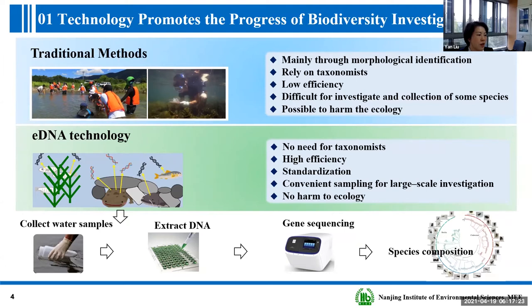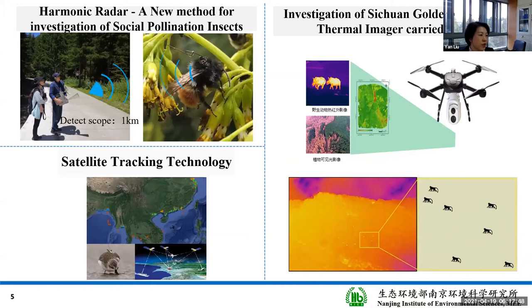Here, I just give some examples. We have used new technologies in our national program to help our working teams conduct biological diversity surveys, observation and investigations. Next slide, please. Here we also used harmonic radar as a new method for investigation of social pollination insects, how the insects play a role in the pollination process, and also satellite tracking technology for the movement of birds, and thermal imagers carried by UAV that can be used to study mammals. Next, please.